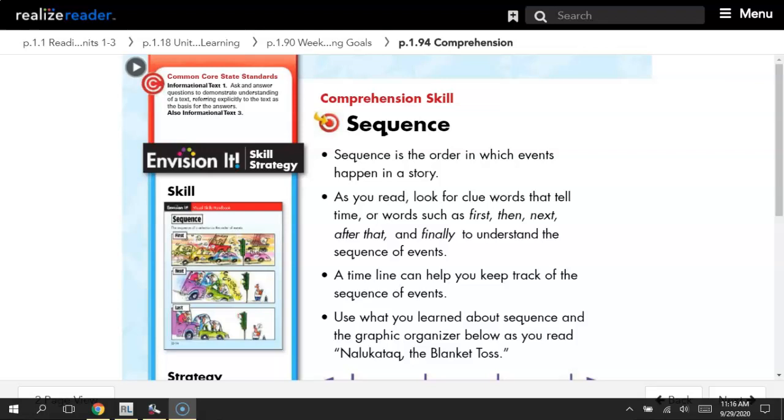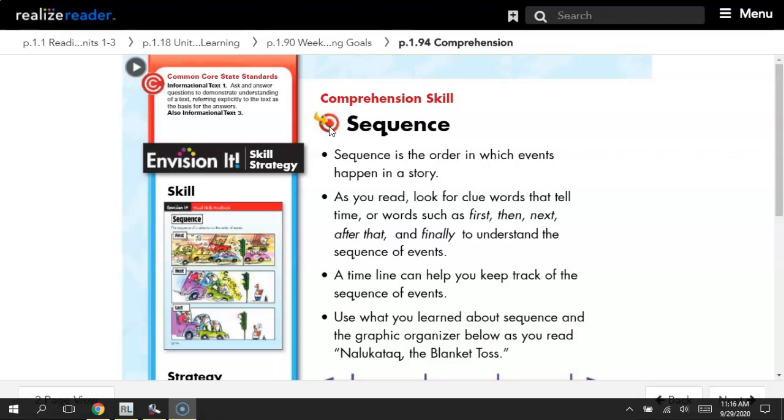Now, in our story last week, What About Me?, our target comprehension skill was sequence. Well, this week, we actually have the same target skill. This week, it will also be sequence. We know that sequence is the order in which events happen in the story.